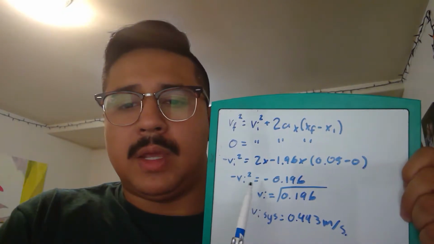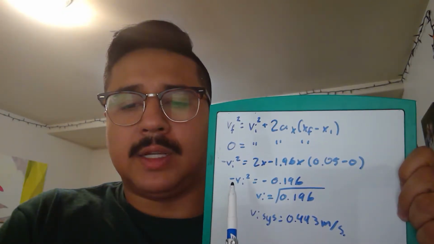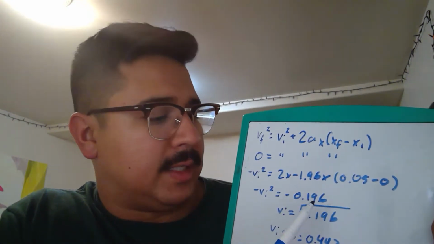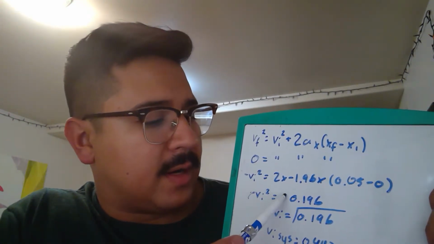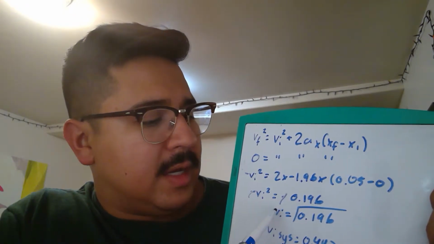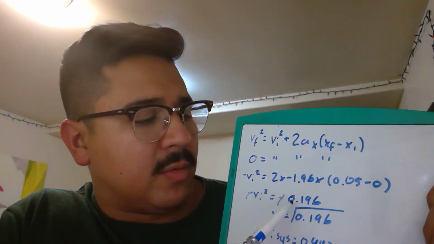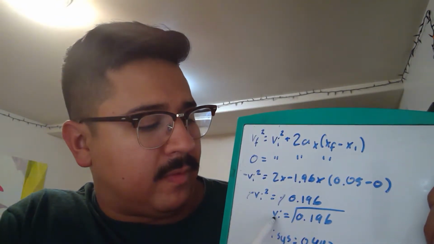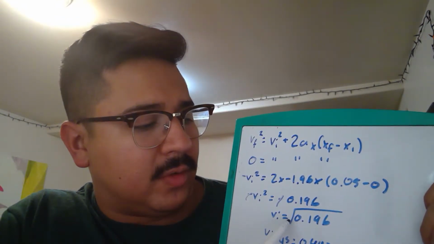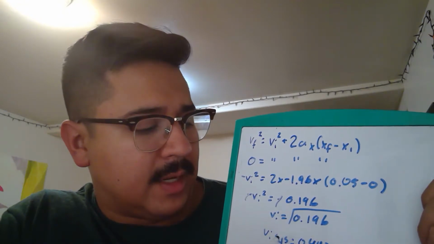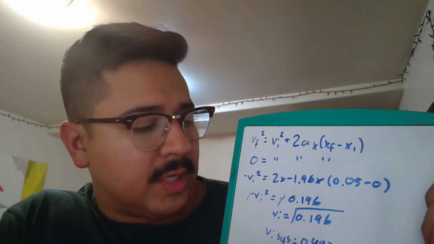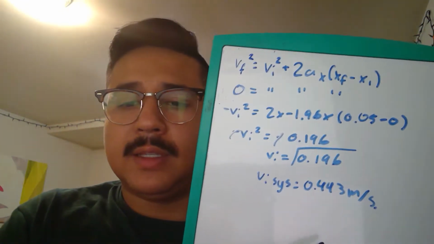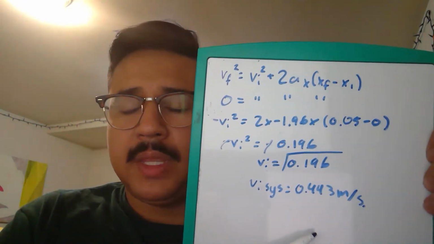From there, we get negative velocity initial squared is equal to negative 0.196, and the negatives are going to cancel. So we have v initial squared is equal to 0.196, and then we're going to take the square root. So we get velocity initial is equal to the square root of 0.196, which is equal to 0.443 meters per second. And that gives us the initial velocity of the system.